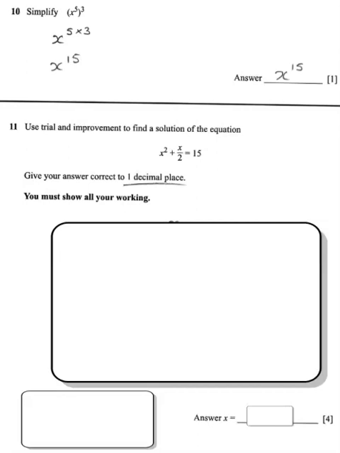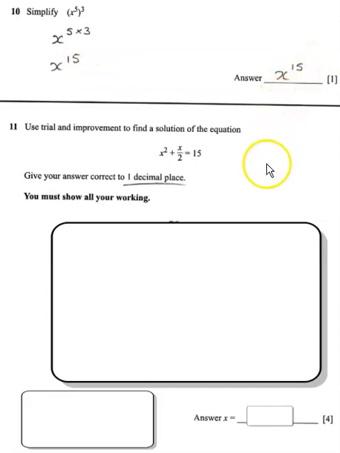Okay, for question 10, it says simplify x to the power of 5 in brackets with the power of 3 outside the bracket. Now, with indices, we're timesing those two indices together. So you can see it's x and 5 times 3, which is 15. And that's the answer to that one.